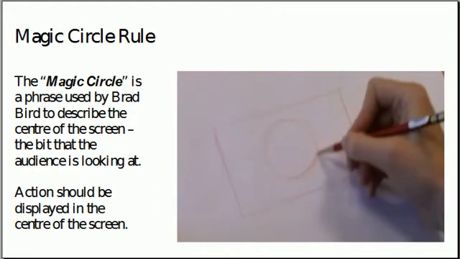What's the magic circle rule? The magic circle rule is a rule which actually I saw coined by Brad Bird on The Iron Giant. And it was used to describe really what he meant by putting the action in the center of the screen. So if this rectangle is the screen, you're putting the action in the middle bit where the audience will see it. And the reason he used to talk about this was because a lot of the newbie animators would have stuff going on in the corners of the screen.